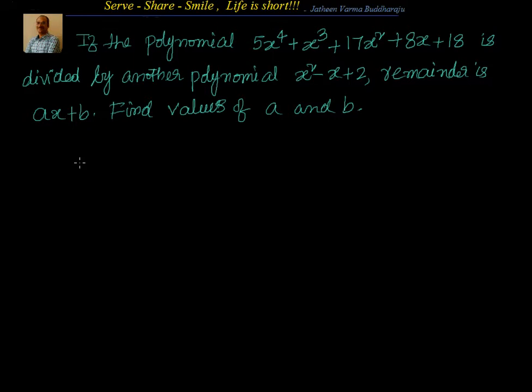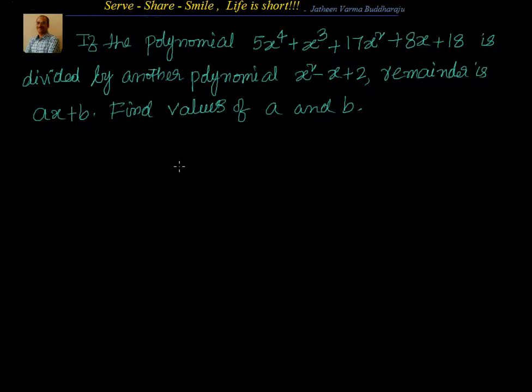If a polynomial is divided by another polynomial and the remainder is in the form ax plus b, we have to find the values of a and b. So in this example, we'll just do the division, find the remainder, and compare it with ax plus b, so that we can find the values of a and b. So let's try to do the division now.